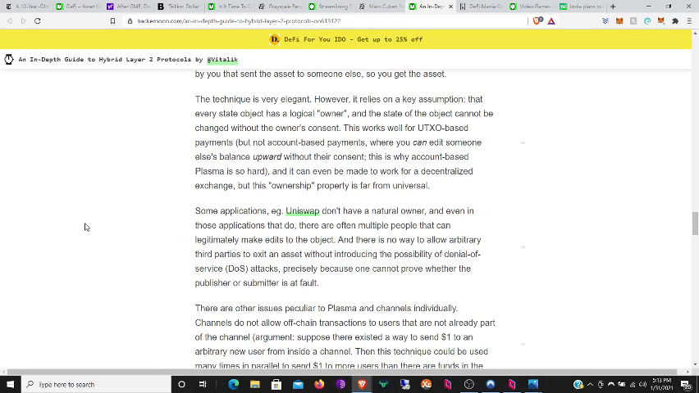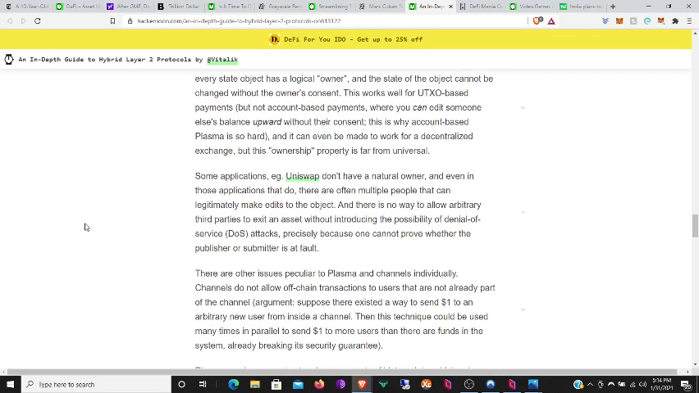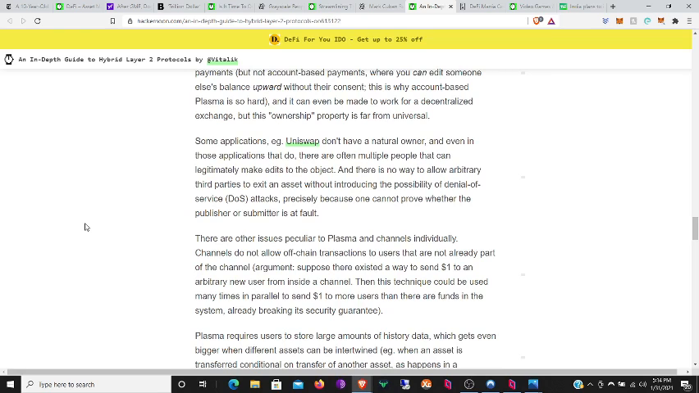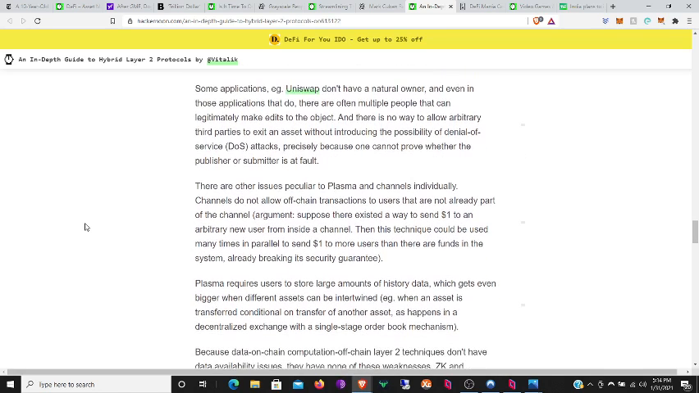This works well for UTXO-based payments, but not account-based payments, where you can edit someone else's balance upward without their consent. This is why account-based Plasma is so hard, and it can even be made to work for a decentralized exchange. But this ownership property is far from universal. Some applications, e.g. Uniswap, don't have a natural owner. And even in those applications that do, there are often multiple people that can legitimately make edits to the project.